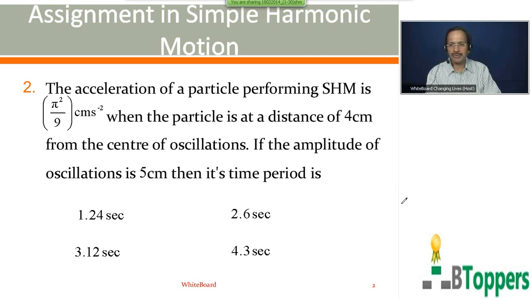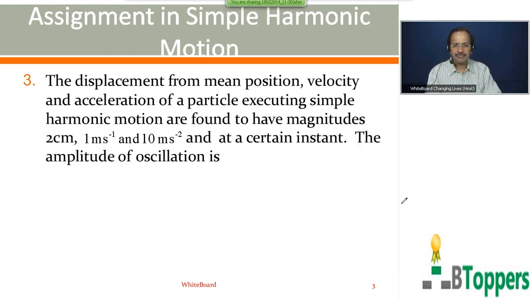Next I am going to show you the next question on the screen here. Look at the question number 3. I am going to read out the question number 3 now. The displacement from mean position, velocity and acceleration of a particle executing simple harmonic motion are found to have magnitudes 2 centimeter, 1 meter per second and 10 meter per second square at a certain instant. The amplitude of oscillation is. Come on, try the question.